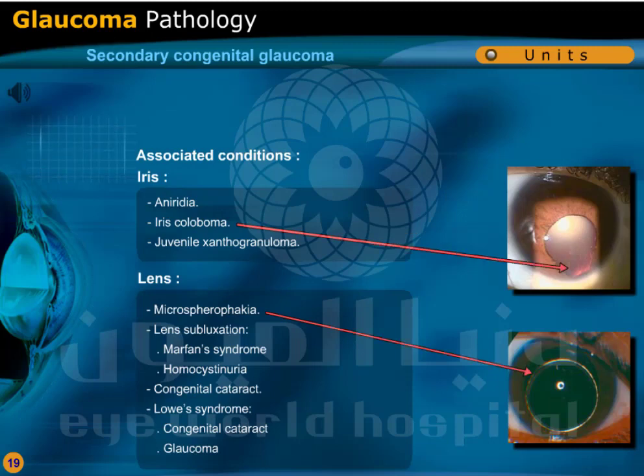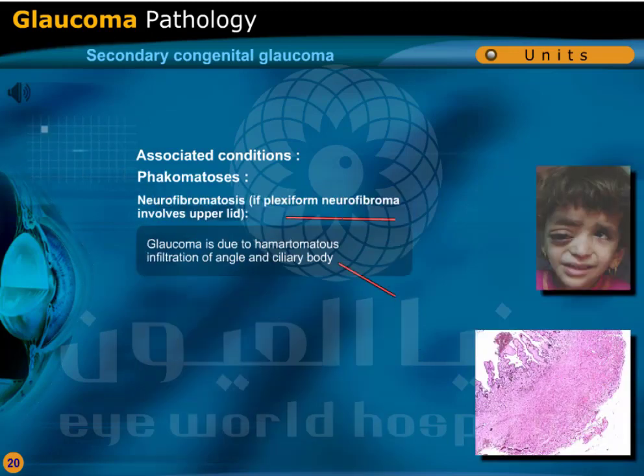Iris: aniridia, iris coloboma, juvenile xanthogranuloma. Lens: microspherophakia, lens subluxation in Marfan syndrome and homocystinuria. Congenital cataract, Lowe's syndrome, congenital cataract and glaucoma. Phakomatosis: neurofibromatosis, when plexiform neurofibroma involves the upper eyelid, hamartomatous infiltration of the angle occurs.